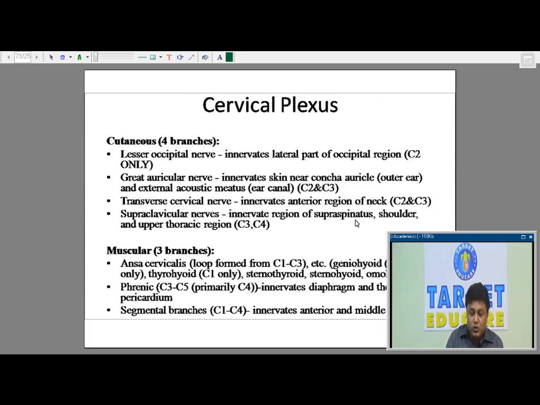That's why the answer is 4, no cutaneous branches. Clear? Is it clear? How to look at it? Whenever you look at the cervical spinal nerve, you see whether the question is about cutaneous branches or the muscular branches. And the rule is, C1 has no cutaneous branches. Cervical plexus forms four cutaneous branches, but there is no contribution from C1 in any of those. All its contribution goes to the muscular branches.